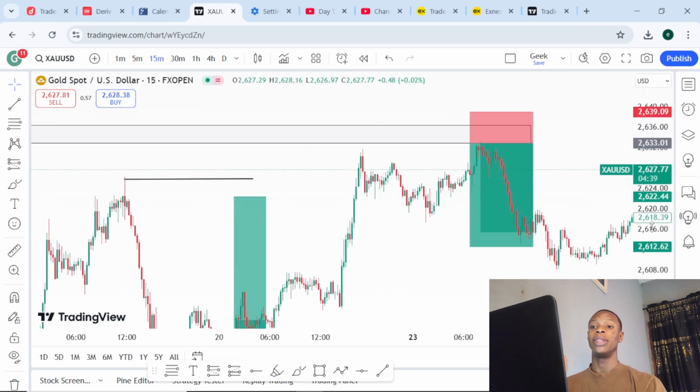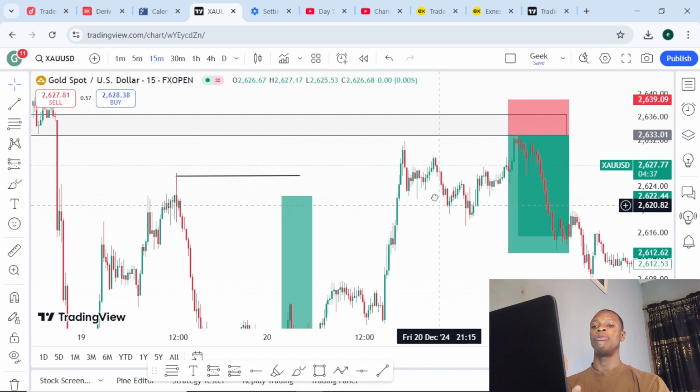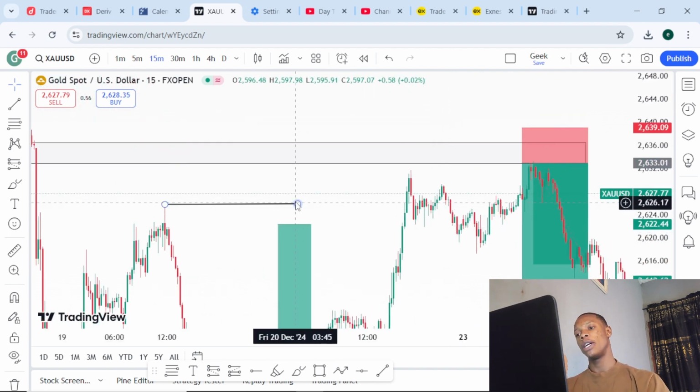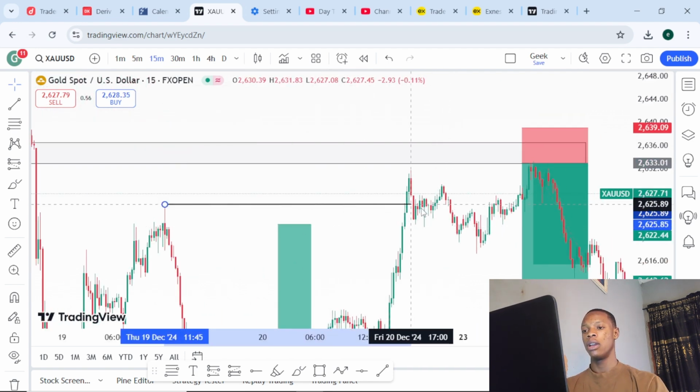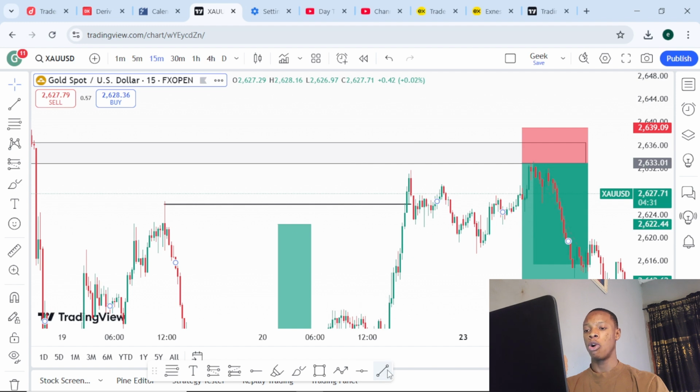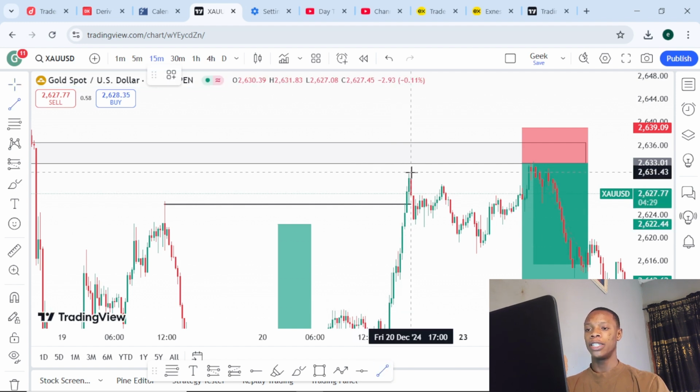So about 1:3. This was how I took this very trade. Why? I have my draw on liquidity right here. Then I took it from a breaker block. Also, if you notice, we have another high right here, which the price also took out.